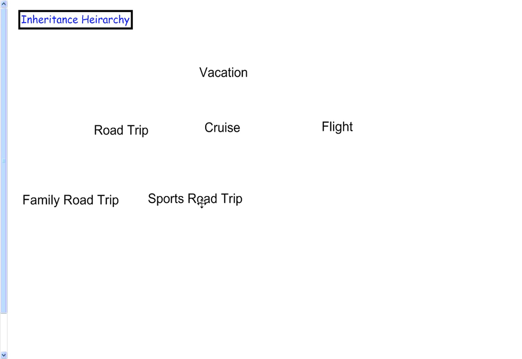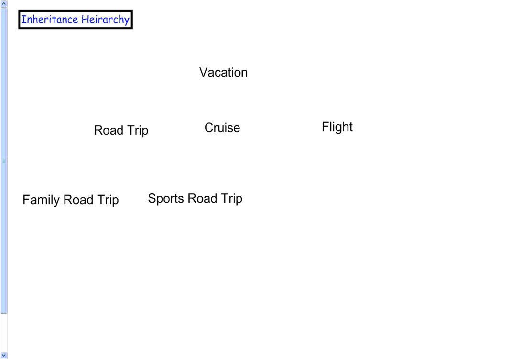Okay, so here's the idea here. If I read these from the top down, I have a vacation. What type of vacation am I going on? Well, I could be going on a road trip, a cruise, or a flight. Okay, now cruise and flight kind of don't really have any other types of vacations attached to them. But if I were to choose a road trip, I could ask, what kind of road trip are you going on? Are you going on a family road trip, or are you going on a sports road trip?